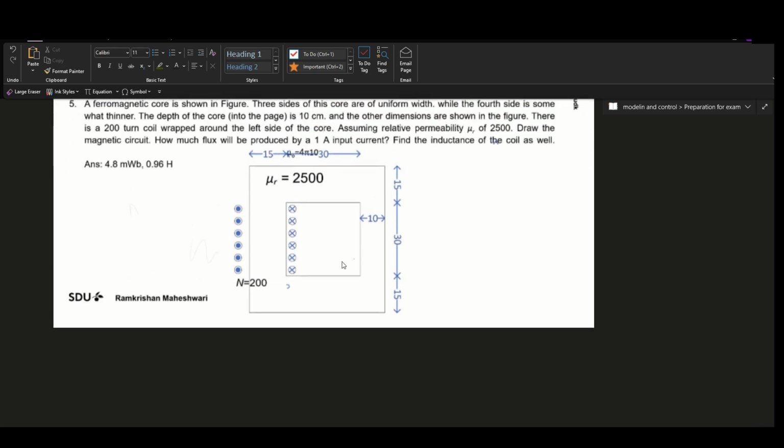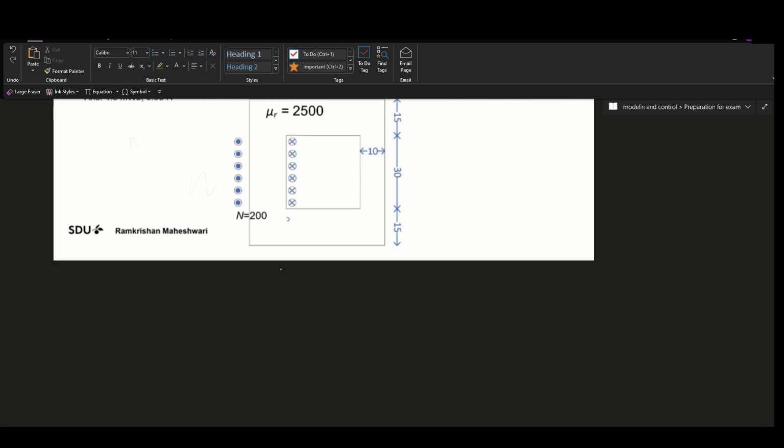So first we need to consider the magnetic circuit. The magnetic circuit, we can think of MMF as an analogy of the power supply.